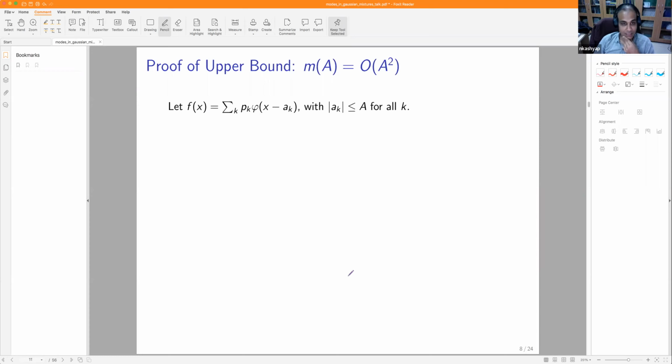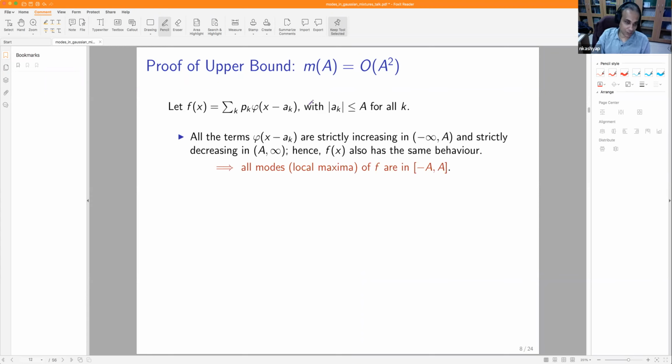Right. So let's look at the upper bound to start with. I want to say that m(a), the maximum number of modes a mixture of Gaussians with centers in -a to a can have, is at most a squared. Okay. So I want to say that first. So here's a generic such density.